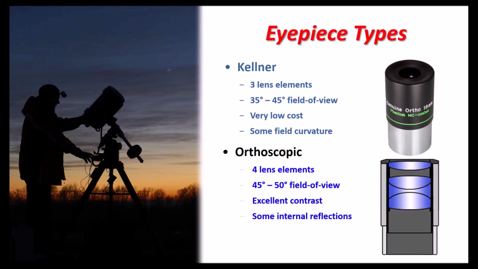Now, orthoscopic eyepieces, now we're getting into ones that if you do see them maybe used out there, yeah, sure. If they're cheap, why not buy them? Orthoscopics are decent quality. They have 4 lenses, a modest field of view, and they're known for really excellent contrast for planetary views, but they do have internal reflections.